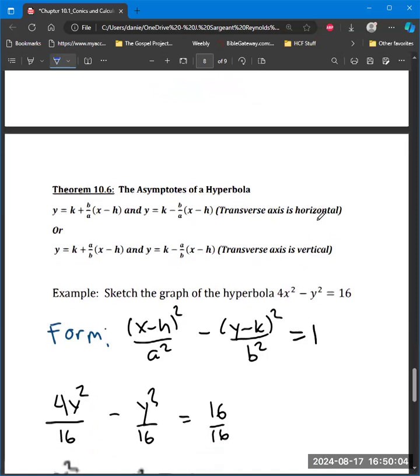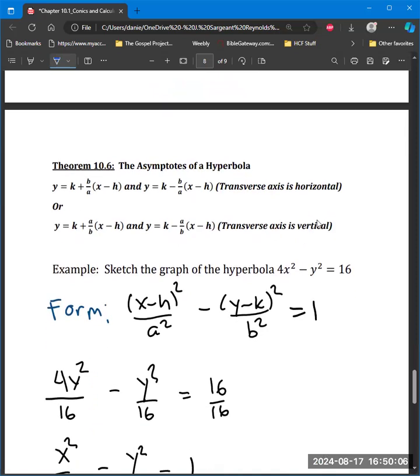All right. If you want the equations of those asymptotes, they're going to come in the form of y equals k plus b over a times x minus h, and y equals k minus b over a times x minus h, so plus or minus b over a here if the transverse axis is horizontal. And y equals k plus, and then these switch places, a over b, x minus h, and y equals k minus a over b, x minus h, if the transverse axis is vertical.